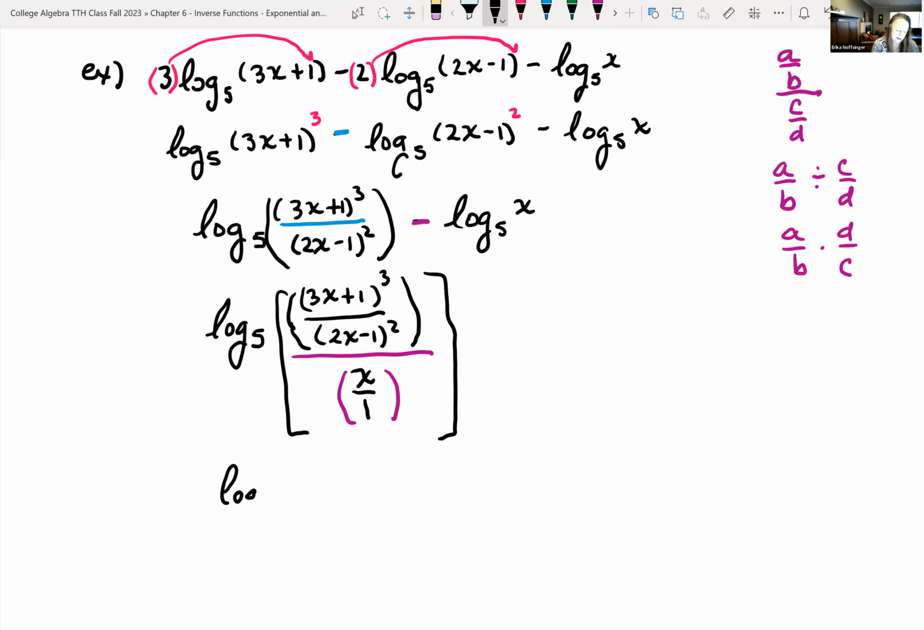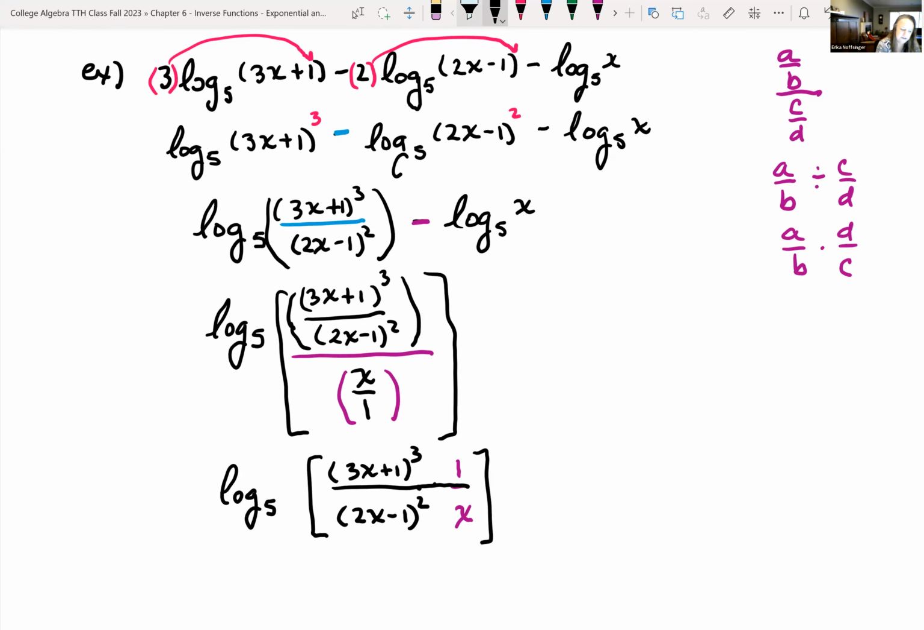So this is the same thing as log base 5 of (3x plus 1), that quantity cubed, all over (2x minus 1), that quantity squared, times this 1 over x. So multiplication with fractions, you just multiply straight across. So we can just make this as a single fraction. Let me just get rid of the 1 up here. So we took a difference of multiple logs and rewrote it as a single log.